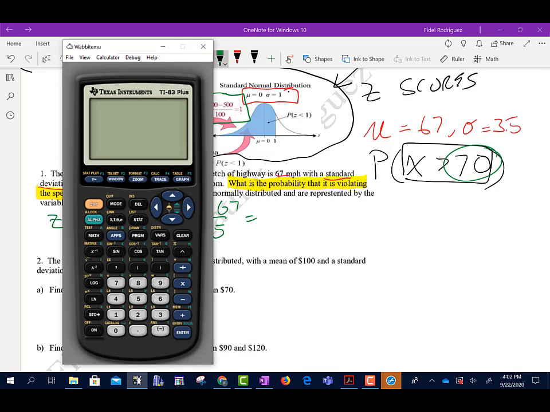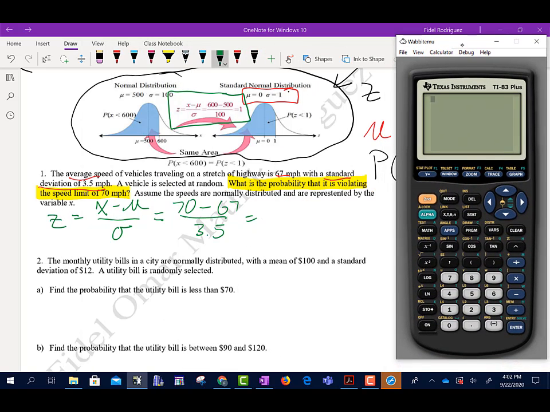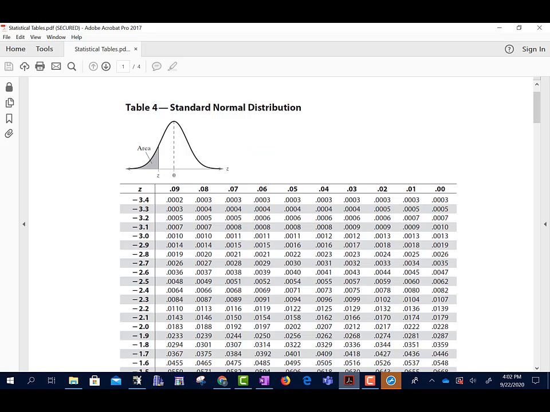Let me turn it on. There we go. Clear it. Let me move it over here a little bit. So I'm going to go 70 minus 67 equals, divided by 3.5 equals. Okay, so with the z values, guys, because I'm finding a z value, if you remember from 5.1, I'm going to pull up the table right now. Here are my z values.